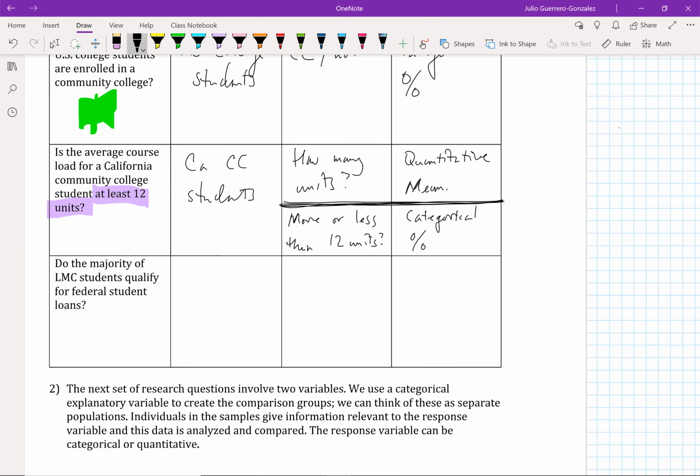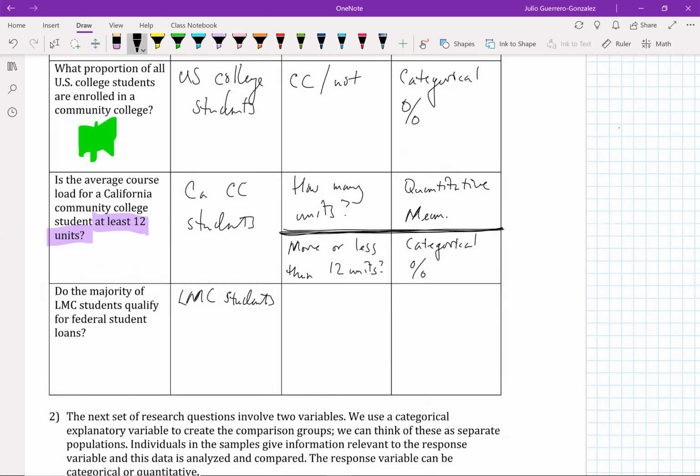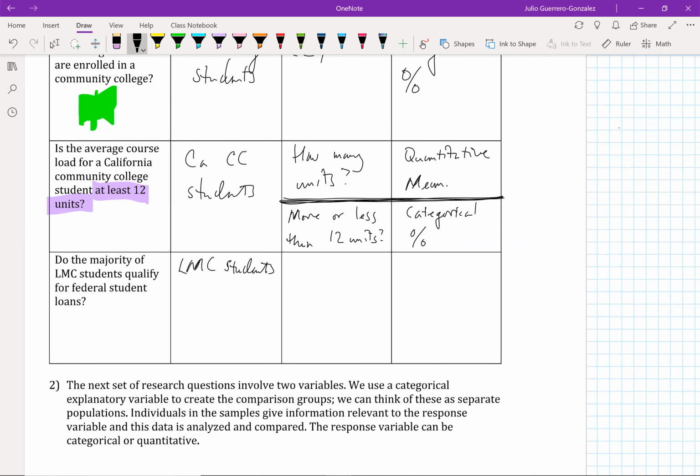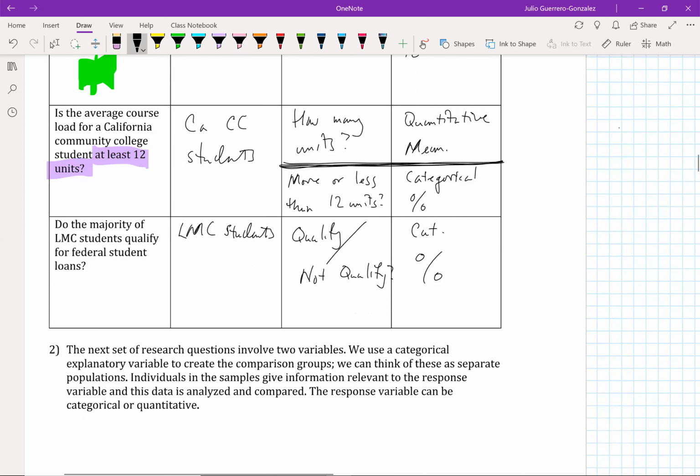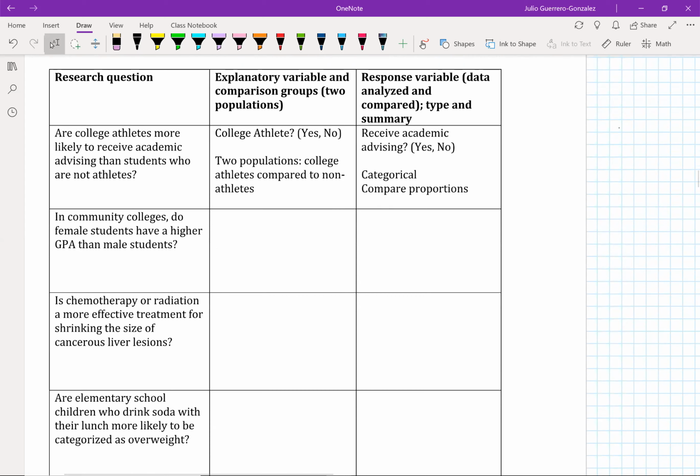Next question. Do the majority of LMC students qualify for federal student loans? Population: LMC students. Variable: federal student loan qualification, qualify versus not qualify. Is that categorical or quantitative? Categorical. So we need percent. You guys see how this works out?